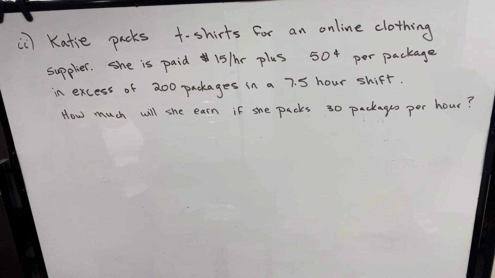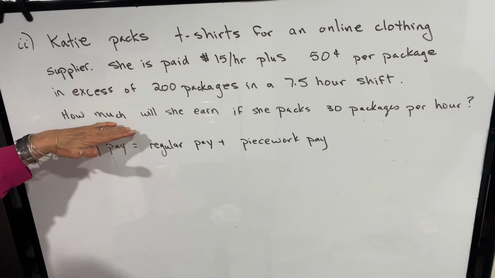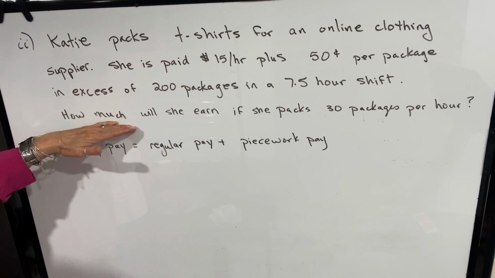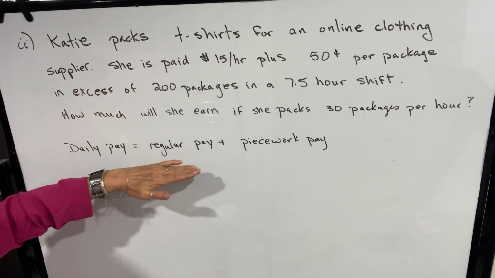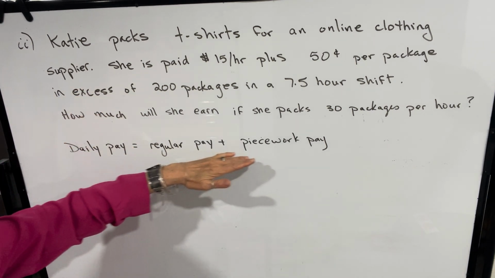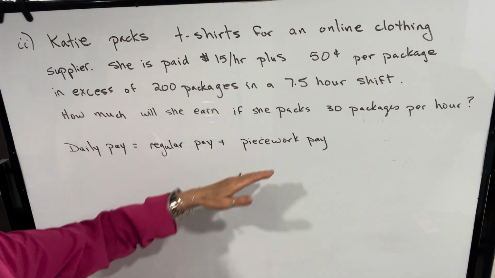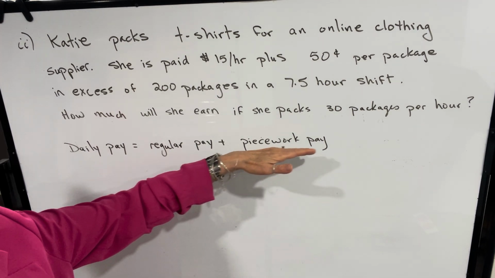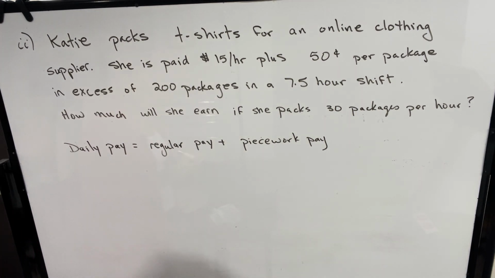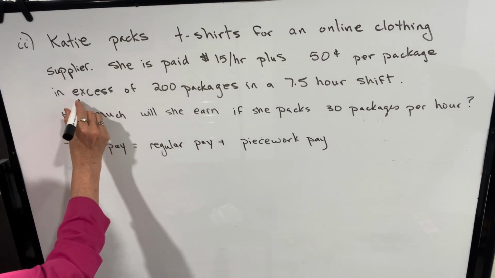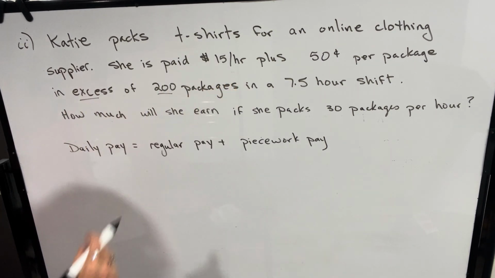Our next example says Katie packs t-shirts for an online clothing supplier. She is paid $15 an hour plus 50 cents per package in excess of 200 packages in a 7.5 hour shift. How much will she earn if she packs 30 packages per hour? This question is an example of piecework pay. So this employee is getting regular pay in addition to piecework pay, which is a rate per piece times the number of pieces, but only if it's in excess of a certain amount in a certain time period.